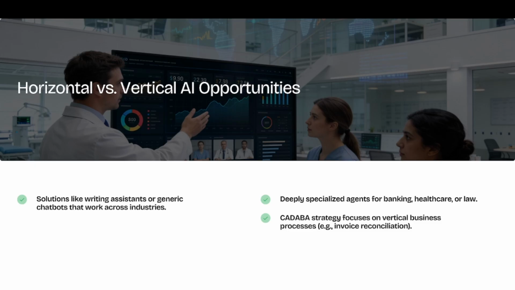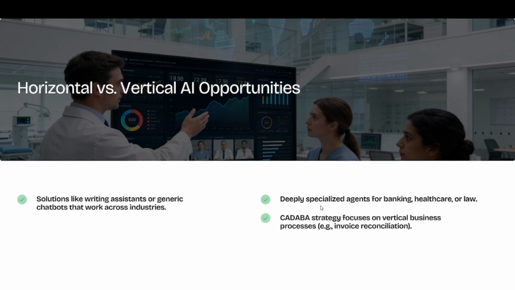So in a company, solutions like writing assistants or generic chatbots work across industries. A horizontal opportunity can be considered like a workflow that you can build for company A, and the same workflow works for company B, the same workflow for company C. So you can build one workflow that you can integrate with many companies, whether it is finance, HR, energy, oil and gas, trade, healthcare, or agriculture. The workflow can just work across. So that is a horizontal solution.